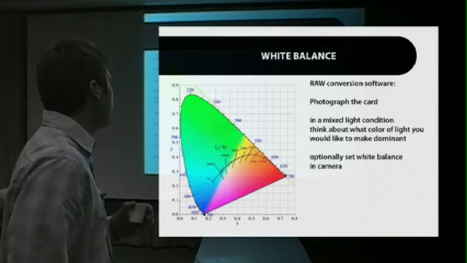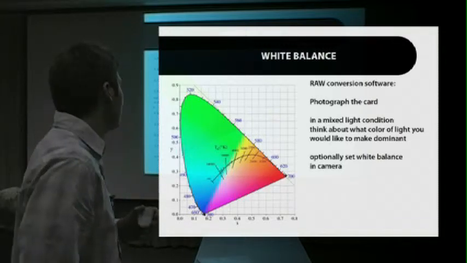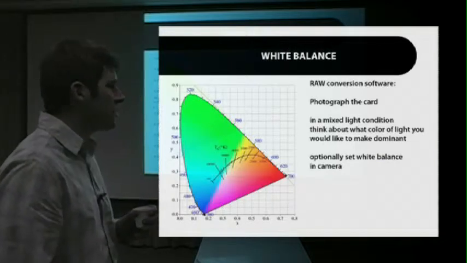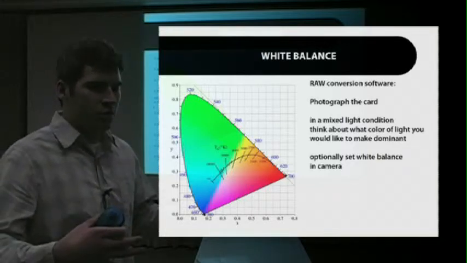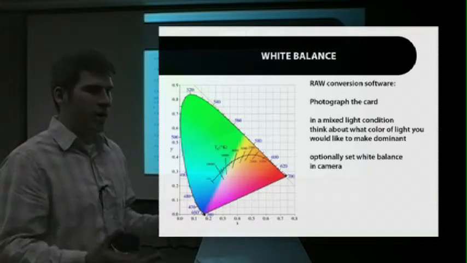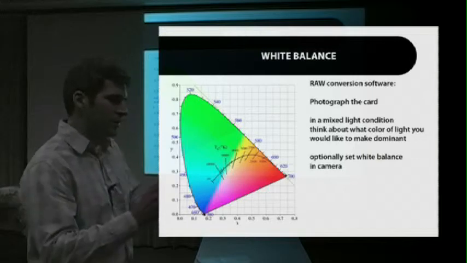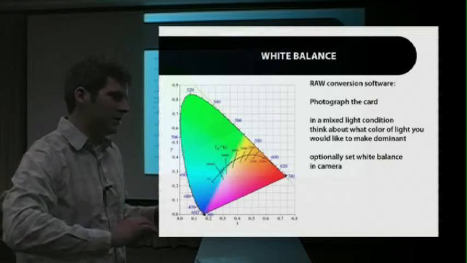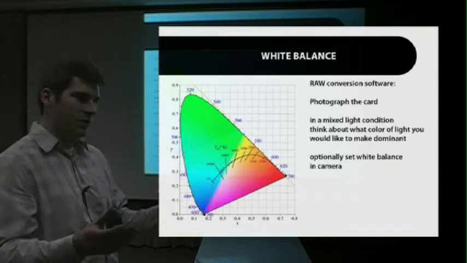Okay, so in your raw conversion software, you photograph the white balance card. Not overly complicated, but keep in mind, in a mixed lighting condition, where you've got daylight, indoor, a dark room with light coming in the windows, but you've got a candle, what do you want to be the primary dominant color? This is a key thing here. If you white balance on that candle, it'll look really blue in the rest of the room, but the candle will look white. If you white balance near the window, you'll get that nice warm glow of the candle.